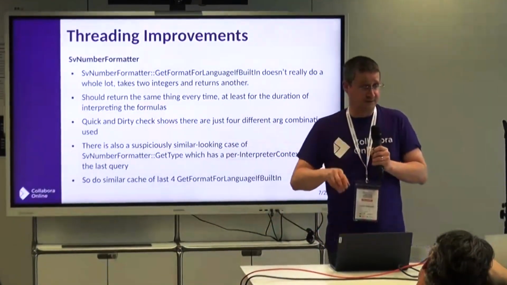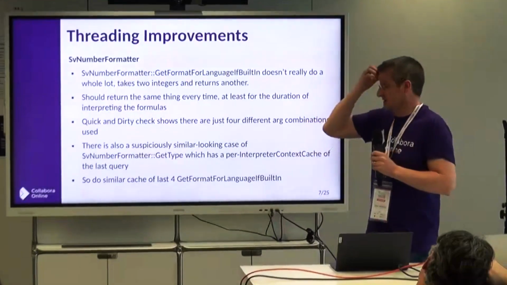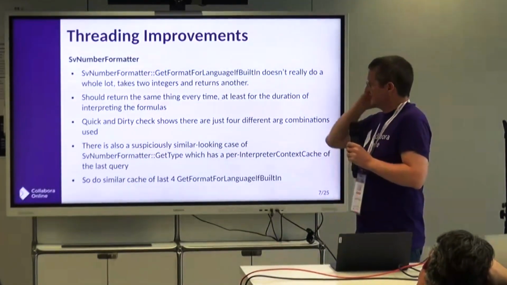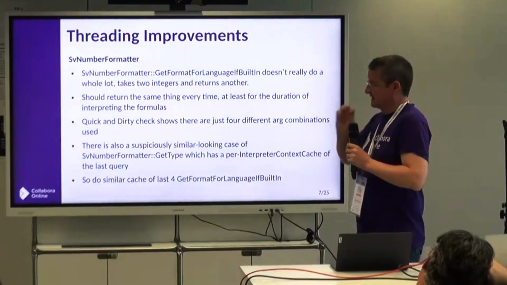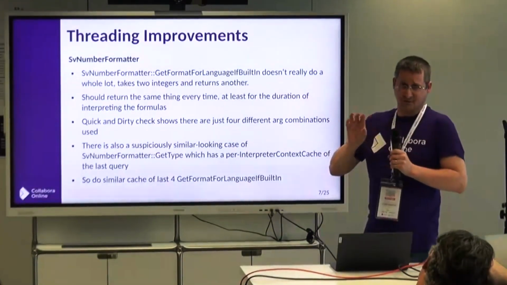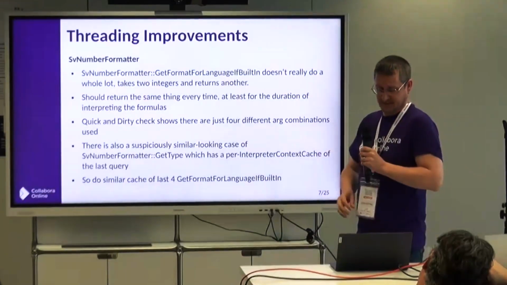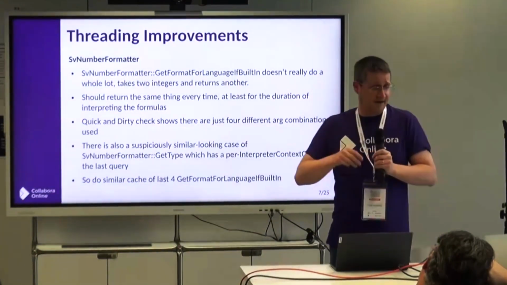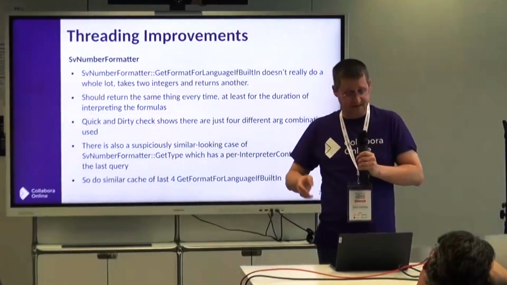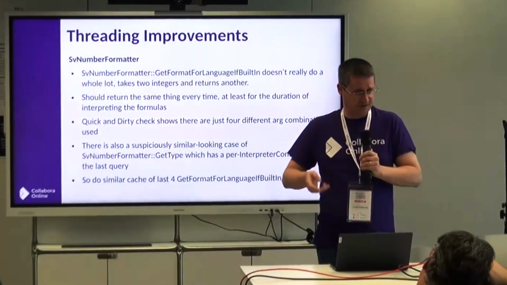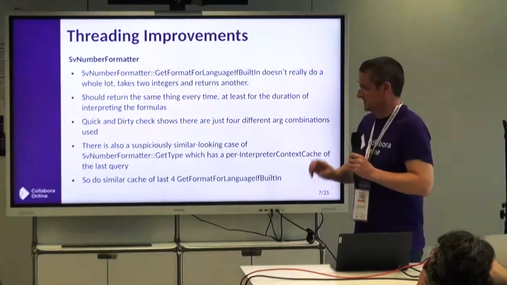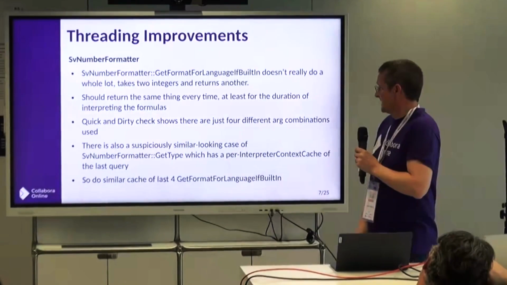You get two inputs into it, a language and an index, and it returns back another number. So it should return the same thing every time it's called, at least for the purpose of interpreting the calculations. If you call one thing, you get a particular result back, and each time we've locked it, we get the same result back. So there isn't any need for it in the sense that it's not modified, and in this particular context, it doesn't matter.